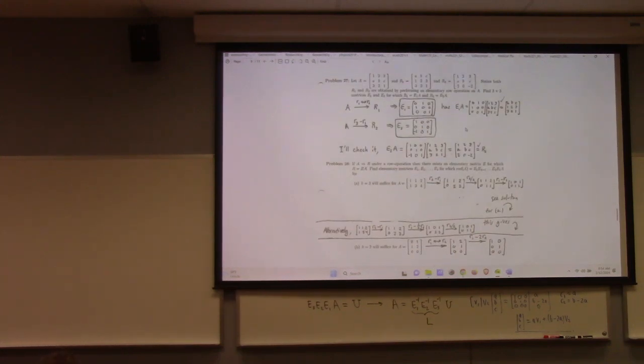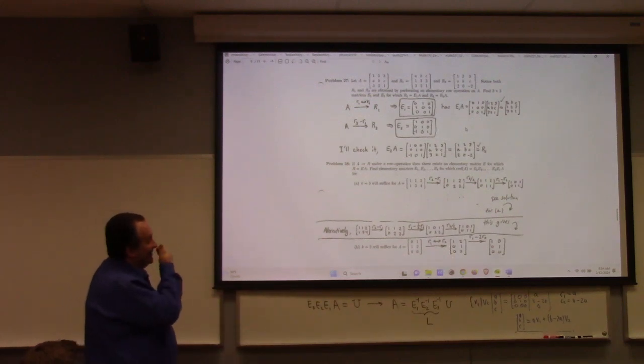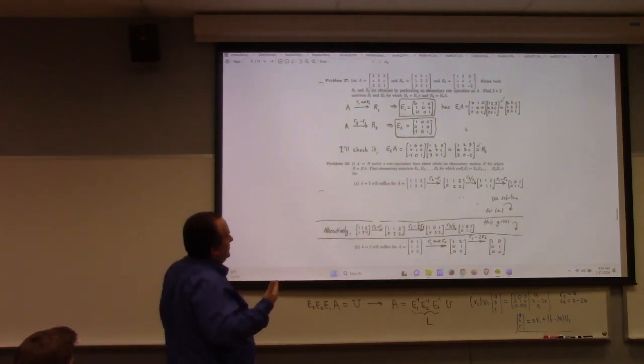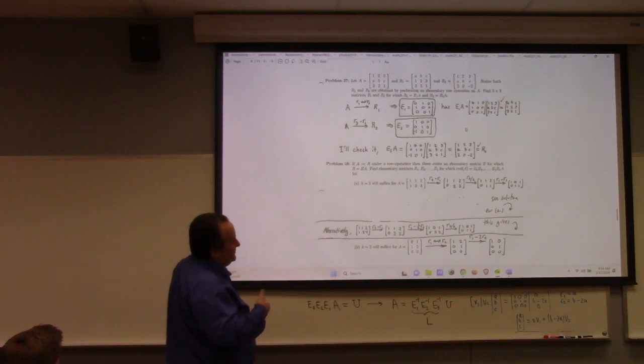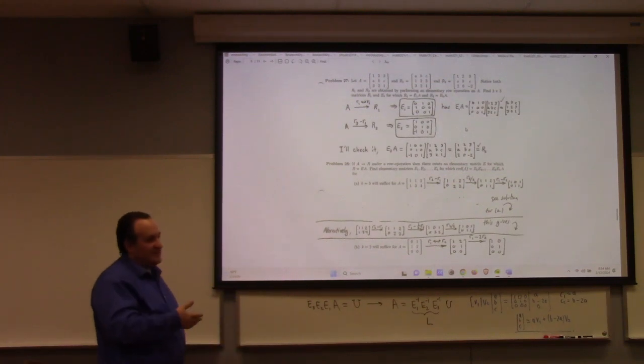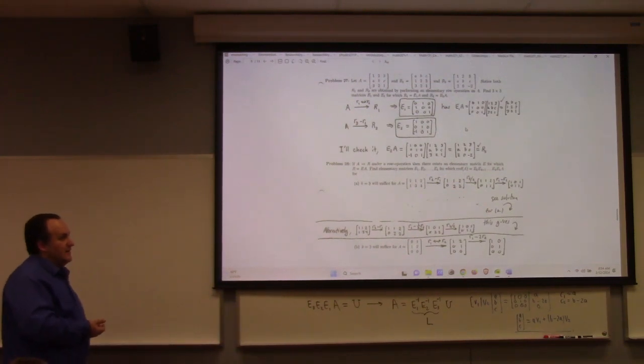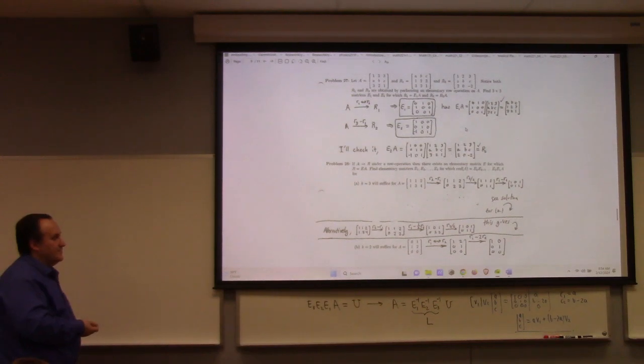I hope everybody's good on actually finding the elementary matrix. If you somehow missed it, it's not a big deal. Go back and study it again. You just do the same row operation to the identity matrix, and that gives you the elementary matrix you want: the elementary matrix whose left multiplication by A achieves the same row operation on A as the row operation directly.